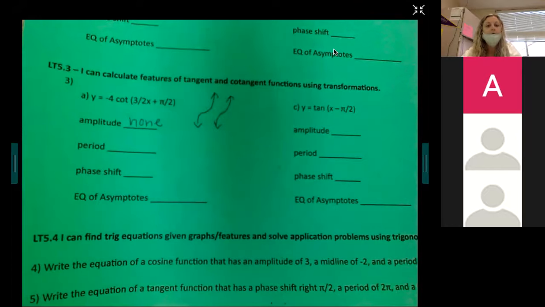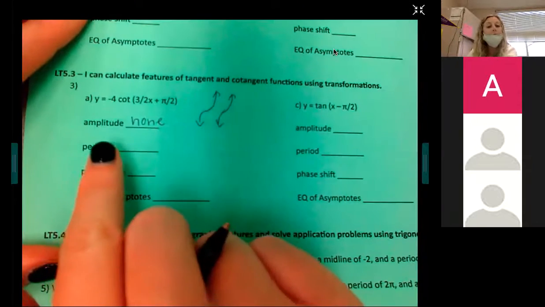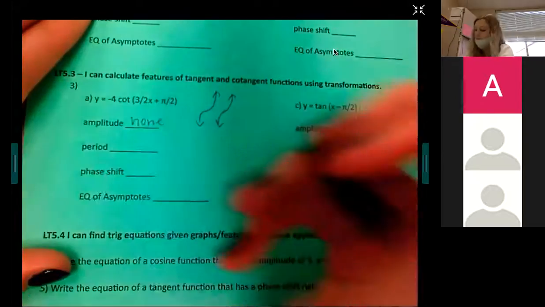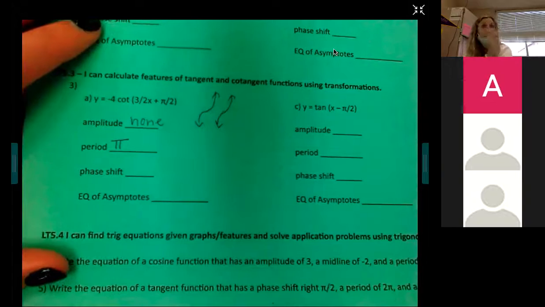Good question. All right, I'm not going to skip them. We're going to go ahead and do period and phase shift. So the period of tangent and cotangent is supposed to be what? Just pi. Remember, tangent and cotangent repeat. If they start in quadrant 1, by the time they hit quadrant 3, they will repeat. So that's only 180 degrees or pi. Okay? So the period is supposed to be pi.